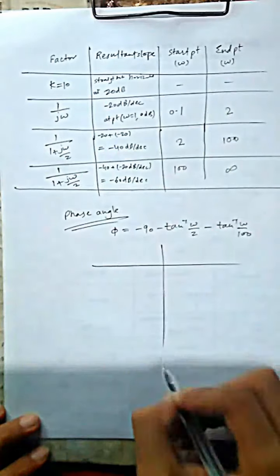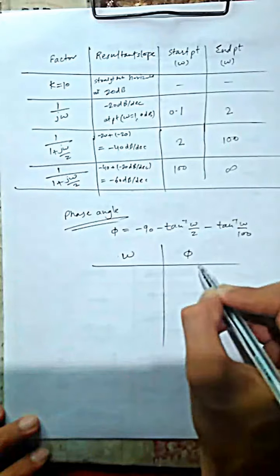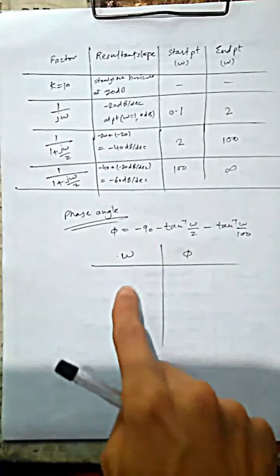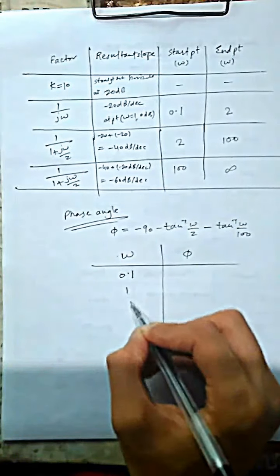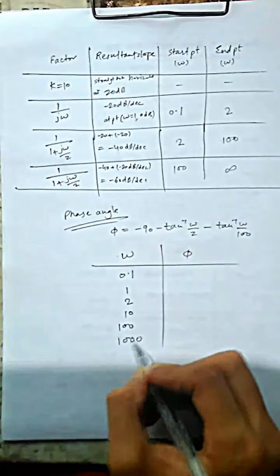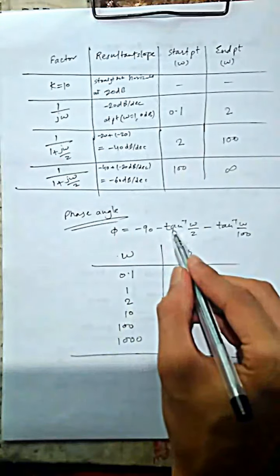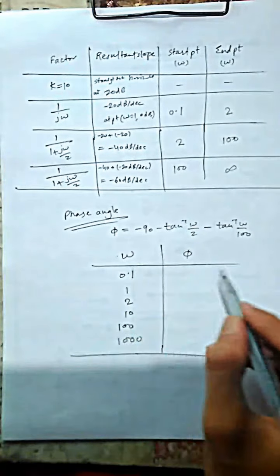Now this equation will be really very useful. Make simply 2 columns. This table is the easiest for omega and for phi. Select any arbitrary values of omega of your choice. I am choosing 0.1, 1, 2, 10, 100, 1000, and put each value of omega in this equation and calculate phi for each.